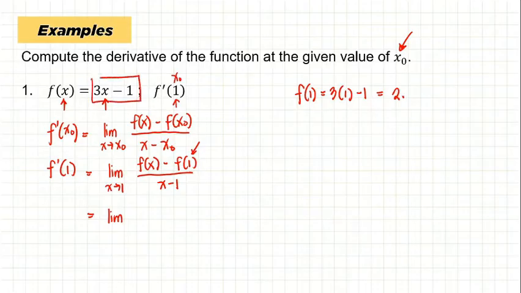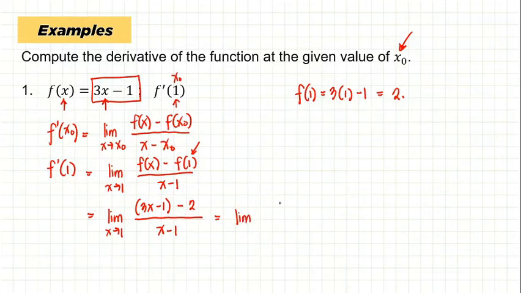So we will substitute 3x minus 1 to our f of x. So we will have the limit of 3x minus 1 minus f of 1, which is 2, all over x minus 1 as x approaches 1. From that, we will now have the limit of 3x minus 1 minus 2, which is 3x minus 3, all over x minus 1 as x approaches 1. If you try direct substitution, the answer will be 0 over 0. Indeterminate, so we will factor.